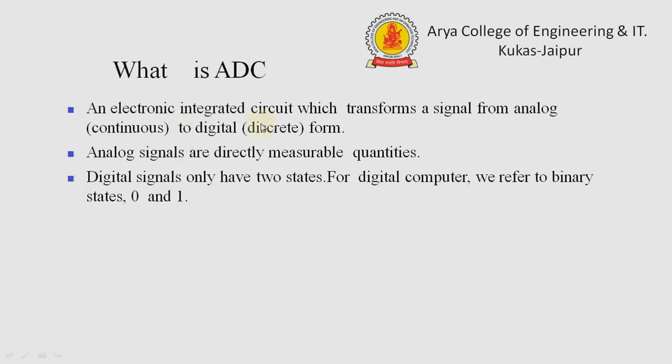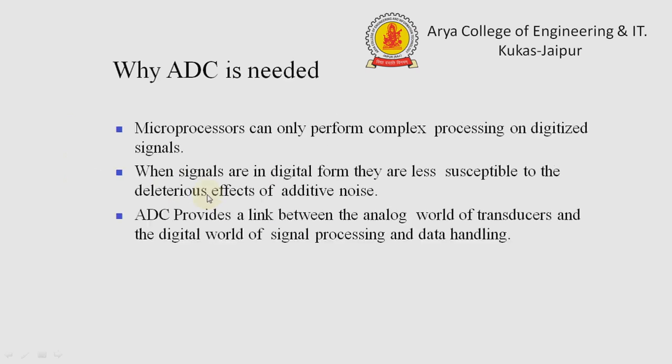So what is ADC? An electronic integrated circuit which transforms a signal from analog to digital form, or we can say from continuous to discrete form, is known as an analog to digital conversion circuit. Here analog signals are directly measurable quantities and digital signals only have two states. For digital computers we refer to the binary state, or we can say 0 1 state, and they are also known as high level or low level signal states.